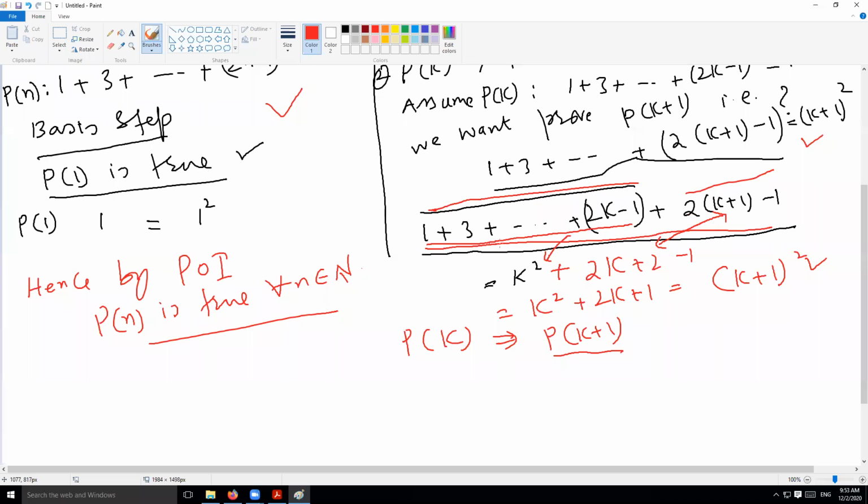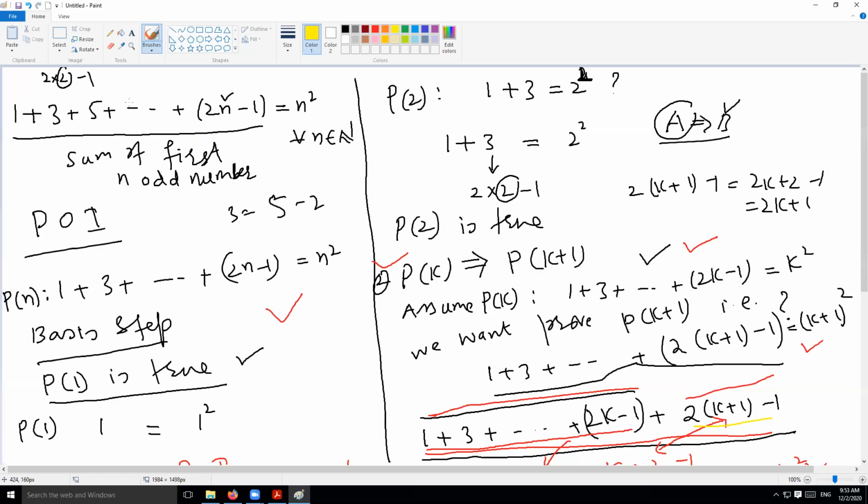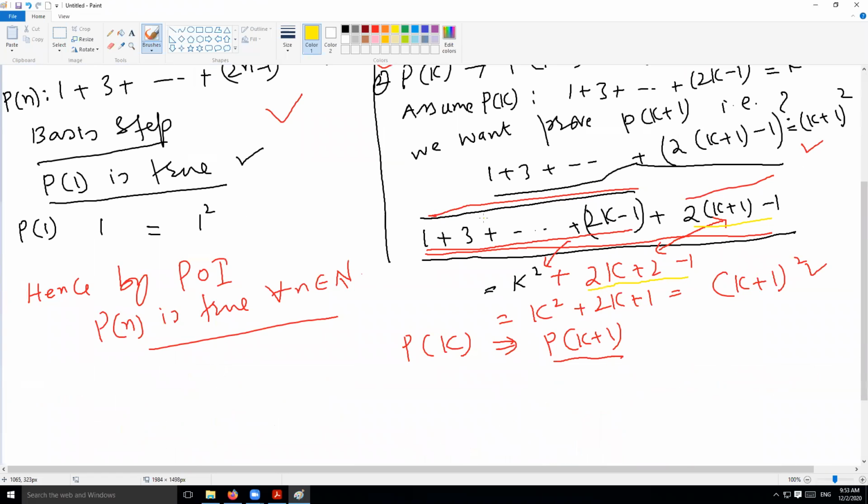So in the place of this, I used the assumption that this is equal to k square, and the rest of the expression that I am having is really the same as this actually. So I'm not doing anything new. I just added and simplified this expression when you added k plus 1 square. That's really the way to do things.